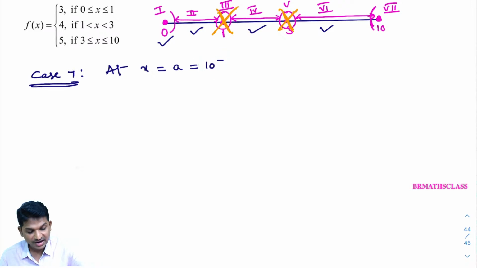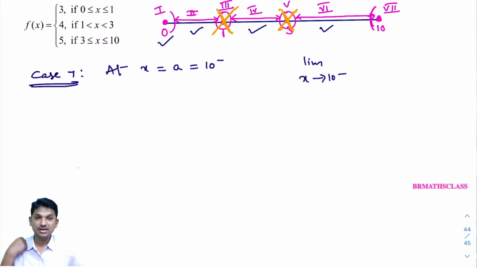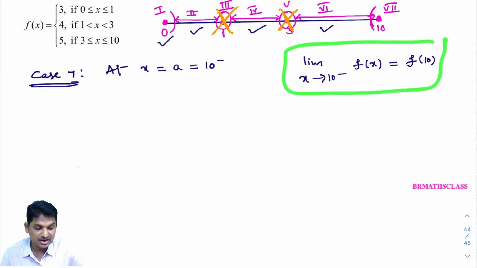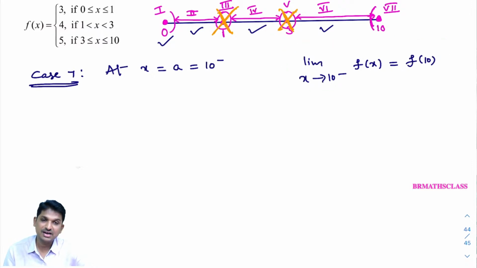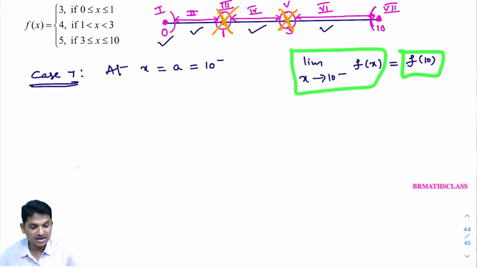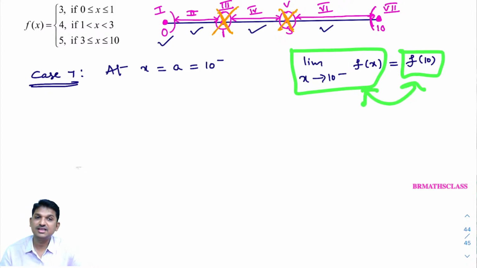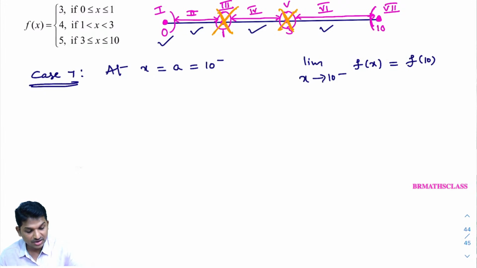Okay, so when can I say the function is left continuous at 10? If the limit as x approaches 10 from left of f of x equals f of 10, then I can say that this function is left continuous at x equal to 10. So I'll calculate this one, and next I'll calculate this one. If both are equal, then this function is left continuous at x equal to 10. So first you calculate this one, right?